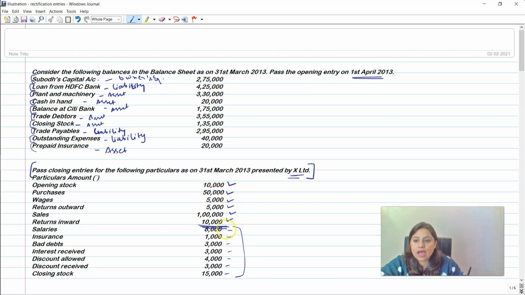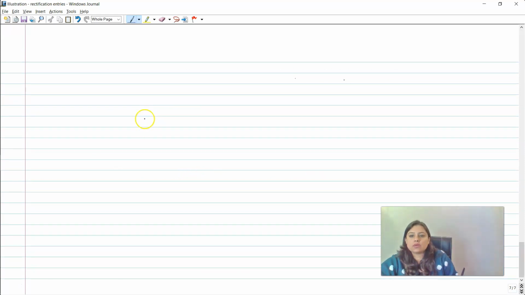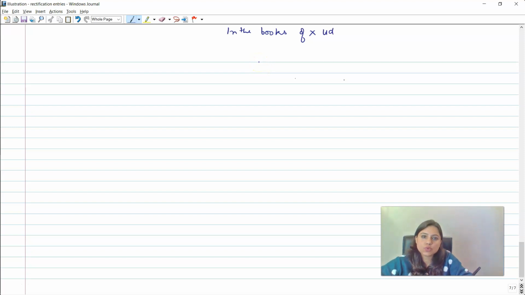Now let us take a look at how we will be passing the closing entries for the following particulars as on 31st March 2013. So now let us pass the closing entries in the books of X Limited. As we saw, such entries are first passed, so basically the nominal accounts would be first closed and then such entries would be moved to the trading account and the P&L account, and thus the profit and loss would be determined for the business, that is X Limited.